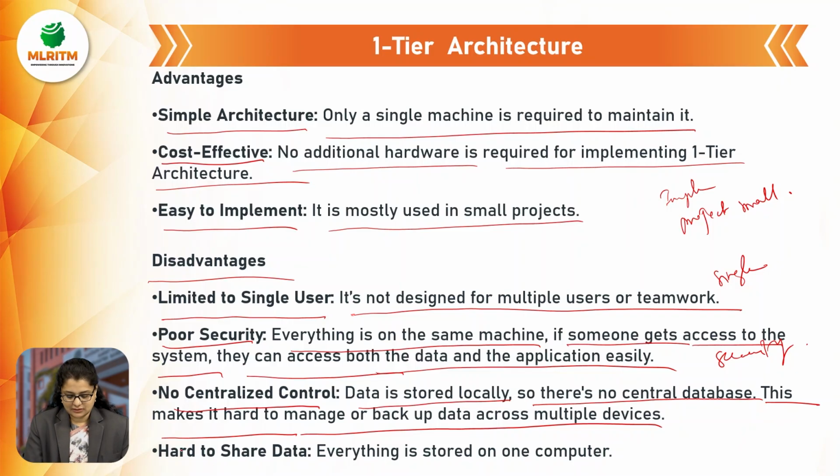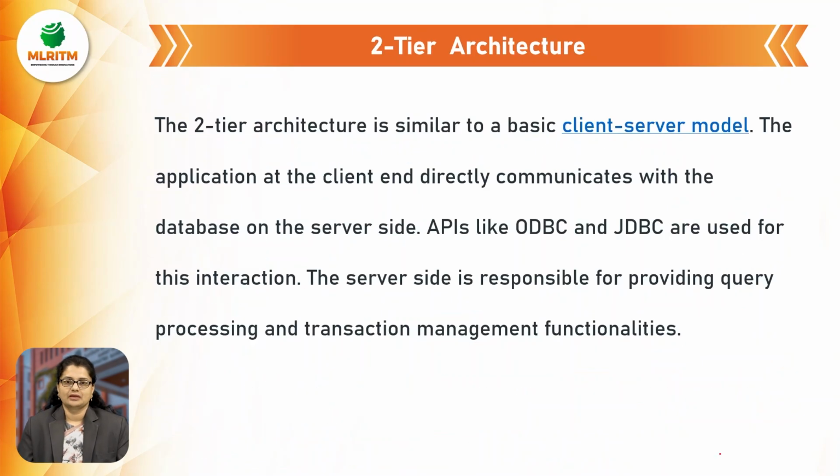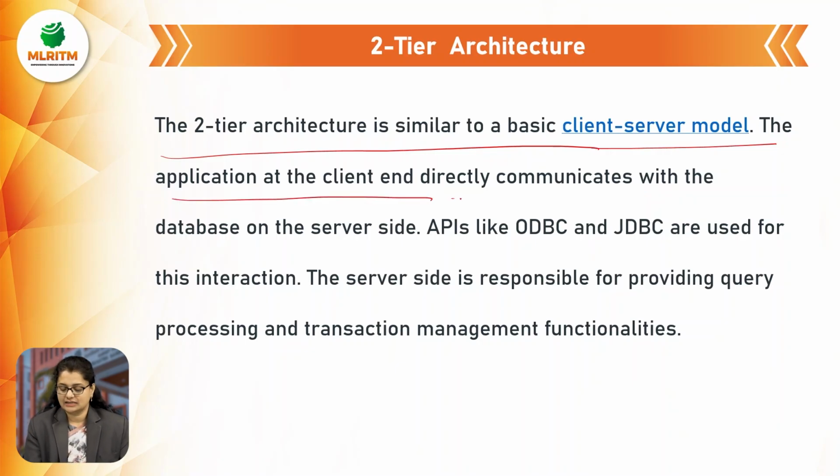And hard to share data. Everything is stored on one computer. So here we don't have any network connection and we don't have any extra hardware devices. So it is very difficult to share the information from one system to another system. So these are the disadvantages and advantages of the Tier 1 architecture. Now, what is Tier 2 architecture here? The Tier 2 architecture is similar to the basic client-server model. The application at the client communicates directly with the database on the server side.